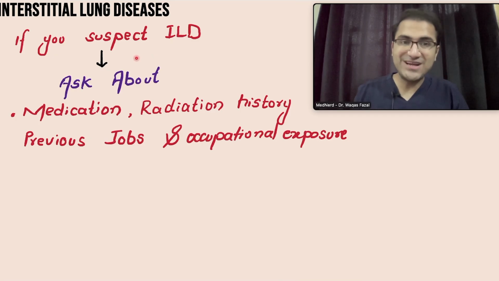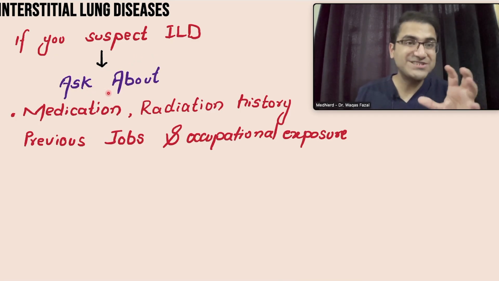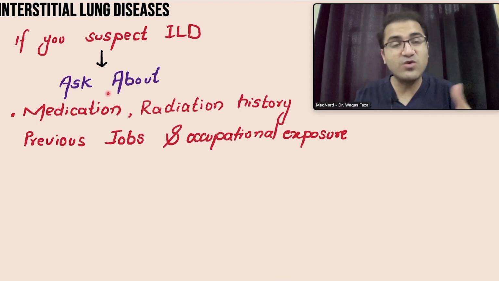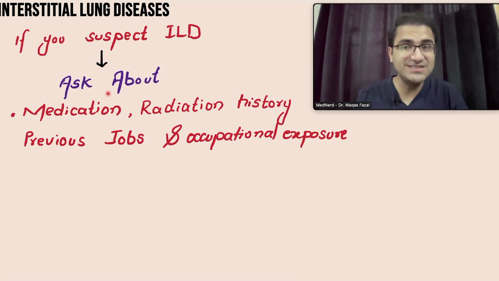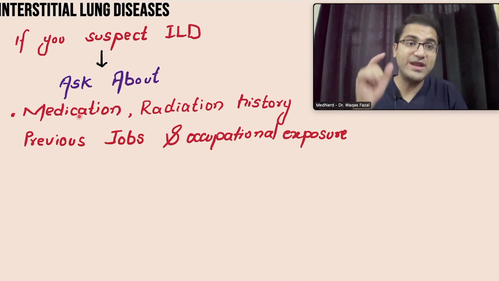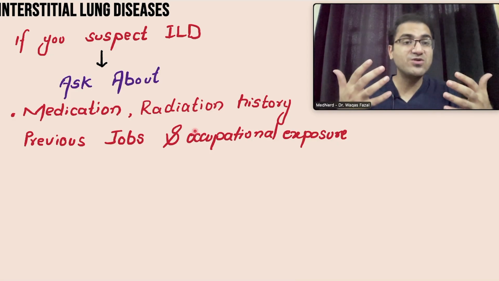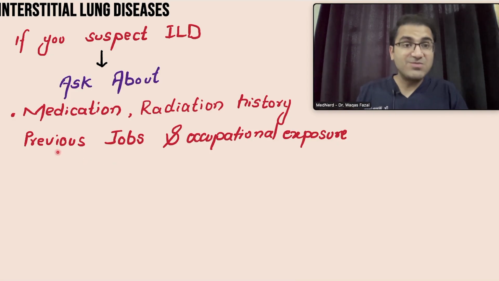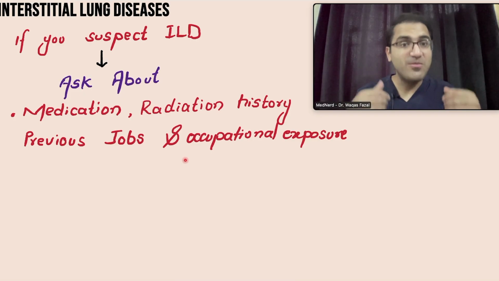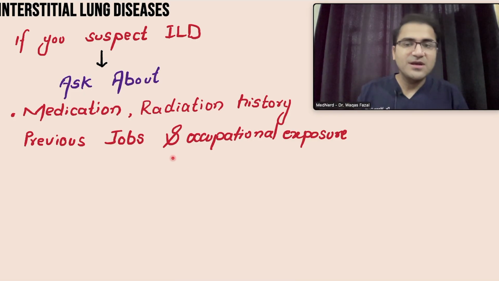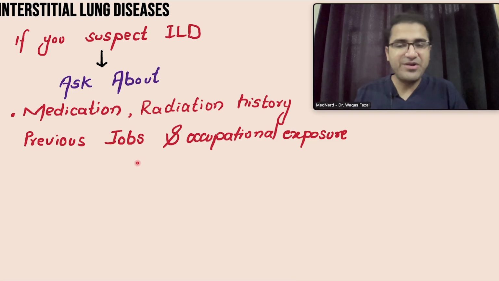Whenever you suspect interstitial lung diseases, always take history. Always try to find out what is the trigger, what is the cause of this interstitial lung disease. Ask about medication, especially ask about bleomycin, busulfan, ask about methotrexate intake, ask about radiation history, whether the patient had any exposure to radiation, because radiation can also cause interstitial lung disease. Ask about the previous jobs that the patient had, any occupational exposure to asbestos, silica, beryllium, or cotton, because these things can also trigger this inflammatory reaction.